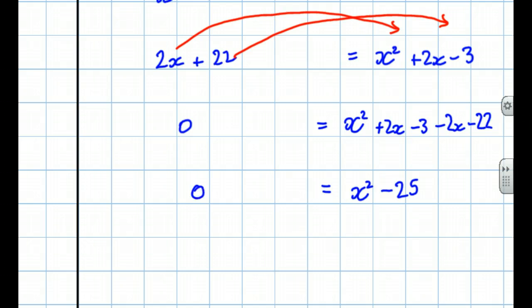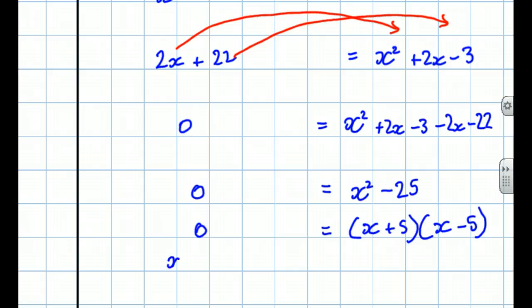This is an interesting one because we've got the difference of two squares here. I factorise this quadratic, so it's (x plus 5)(x minus 5) equals 0, and from that I can deduce that the solutions to the equation are x equals minus 5, because if x was minus 5, then the first bracket would be 0 and the whole expression would be 0, or x is equal to plus 5.